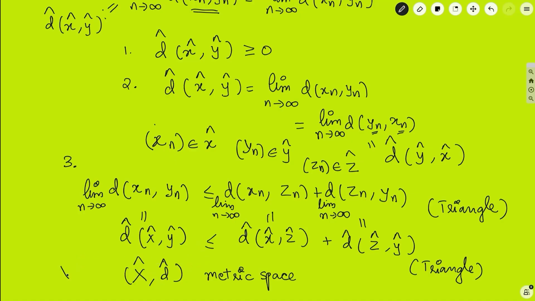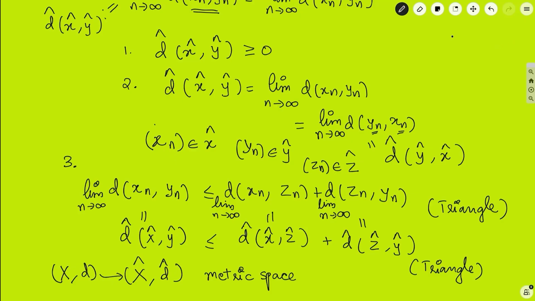Now how do I know whether the original metric space is in here? How do I embed it? Is it there? If so, how? And is it complete? Is it complete or not? That's another question. And is it unique? Is this space unique? So these are the questions that we need to answer.